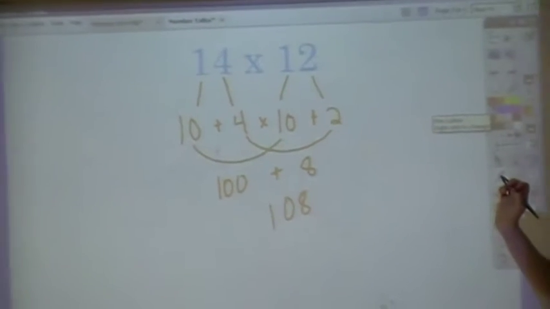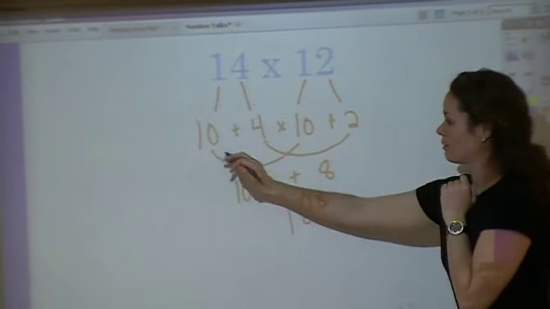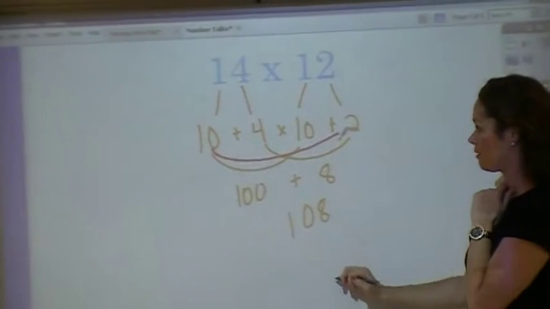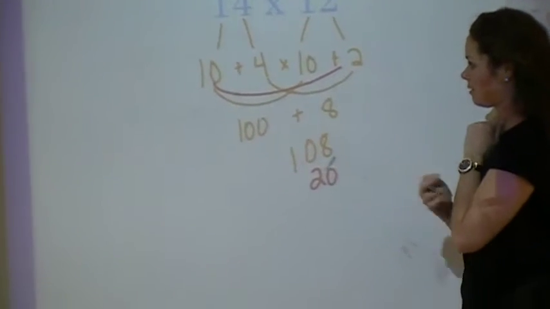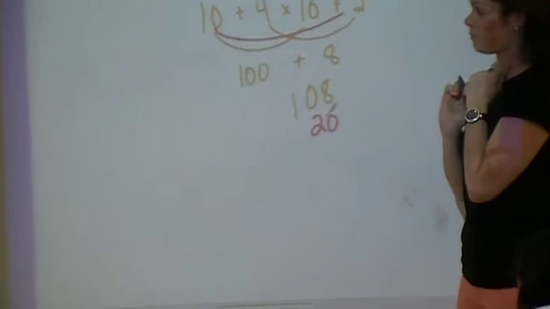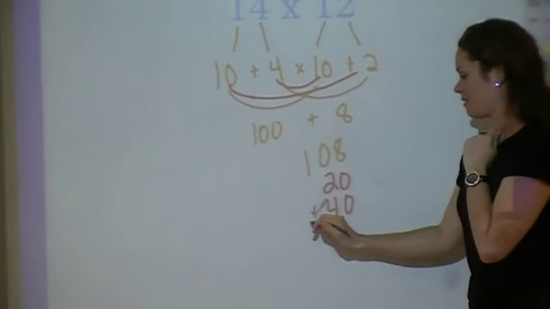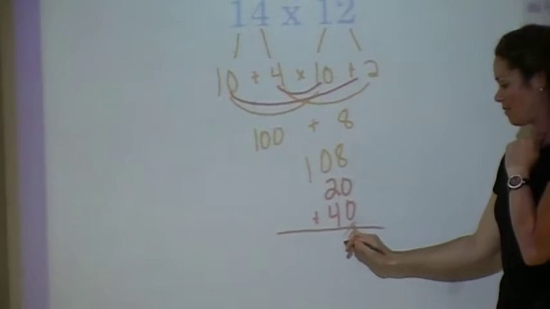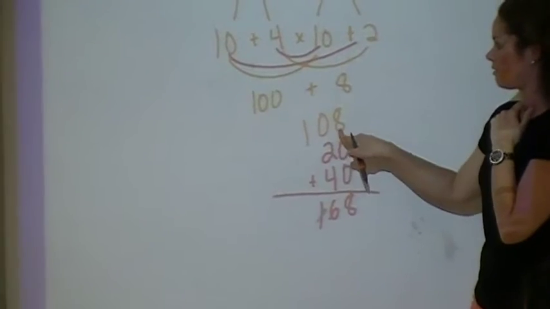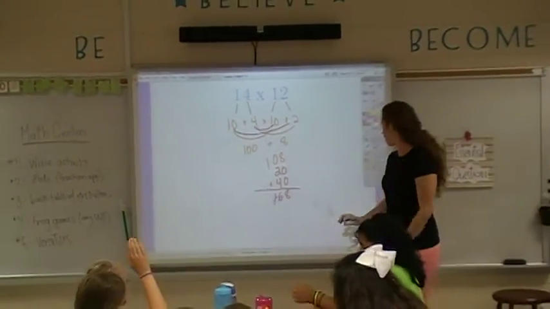I should have done the 10 times 10, which is 100. And then the 10 times 2, which is 20, and added 100 plus 20 and got 120. And then I should have done the 4 times the 10 and got 40 and then added that to 120, which is 160. And then you already had the 8 from the 4 times the 2. Perfect. Does that make sense now? Yes, ma'am.